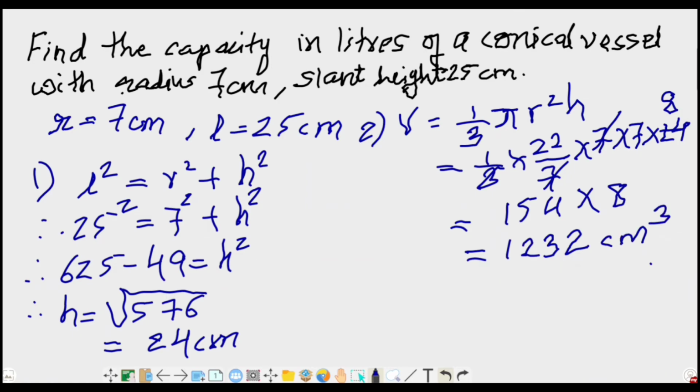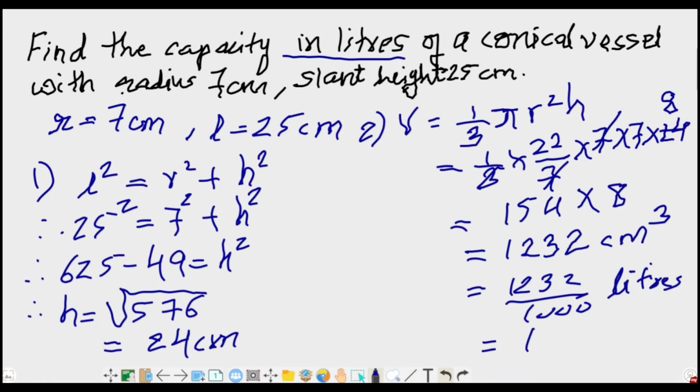Centimeter cube. Now your centimeter cube corresponds to milliliter, but they have asked the answer in liters. So divide this number with 1000, you will get the answer in liters. So it will be 1.232 liters because you know 1000 ml will be equal to 1 liter. So this always indicates milliliter. So whenever you are getting volume in centimeter cube, divided with 1000, it gets converted into liters.